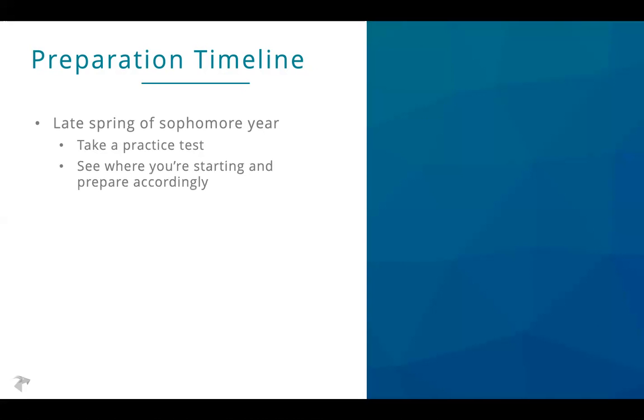So you're going to get a starting point, look at your initial scores, and then you're going to know how much you need to prepare, and you'll be able to create a plan accordingly. So from that test, you'll be able to figure out which areas need work. If you have a perfect score in one of the sections already, obviously you don't need to spend too much time there, and you'll probably focus on the other sections.